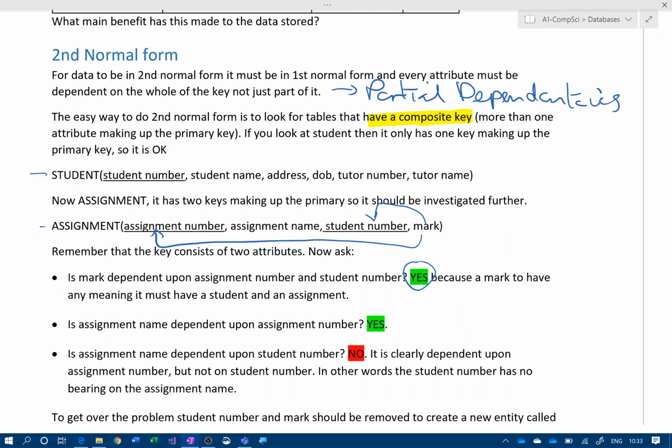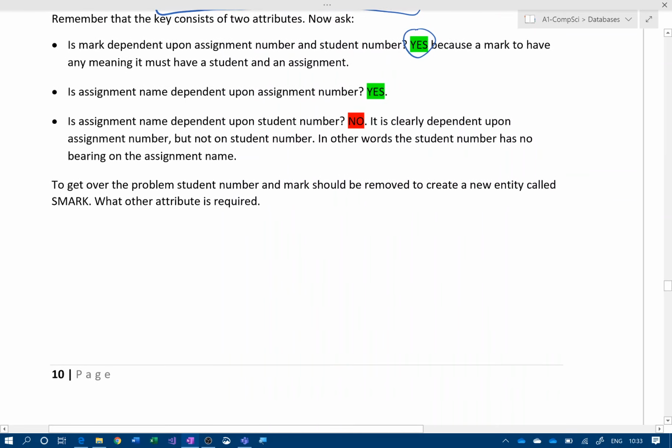Is assignment name dependent upon assignment number? The answer is yes, again, because every assignment number will have one assignment name. Is assignment name dependent upon student number? The answer is no. They're not, because if you look at a student number, it can have many different assignment names. So what we have to do is break out another table.